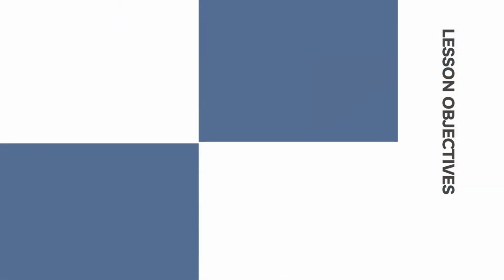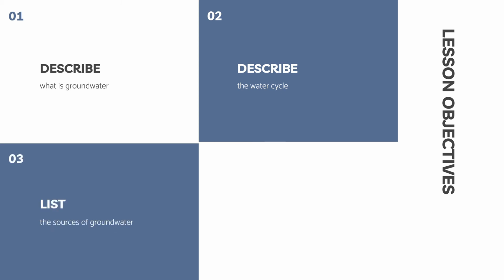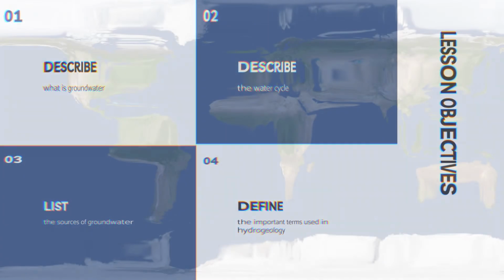The objective of this lecture is for us to describe what is groundwater, describe the water cycle, list the sources of groundwater, and define important terms used in hydrogeology.